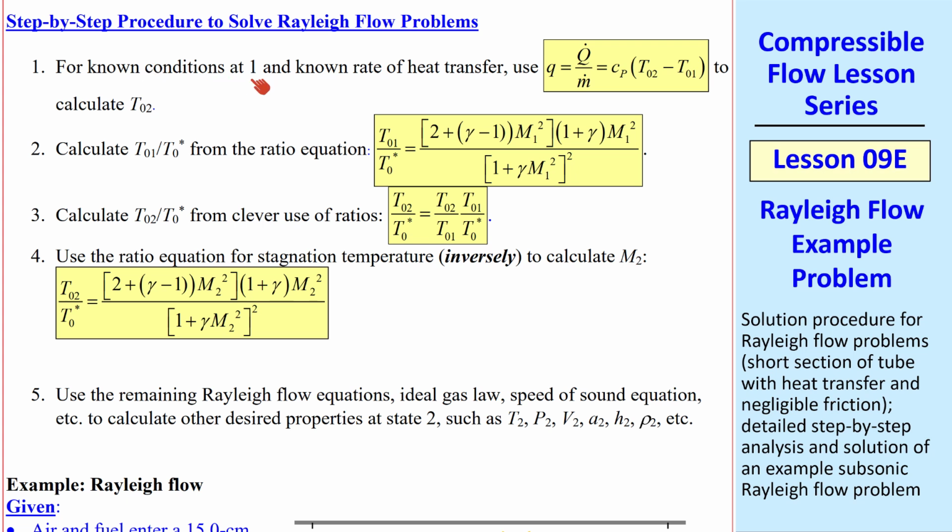We start at conditions 1, and with the known rate of heat transfer, we can calculate T02 from this equation. Then we can calculate this ratio using this equation, and this one using clever use of ratios. And then we can calculate M2 using this equation, but it's implicit, so we're inversely calculating M2, which typically involves some iteration. Finally, we can use the remaining Rayleigh flow equations, along with the ideal gas law, speed of sound equation, etc., to calculate other desired properties at state 2.